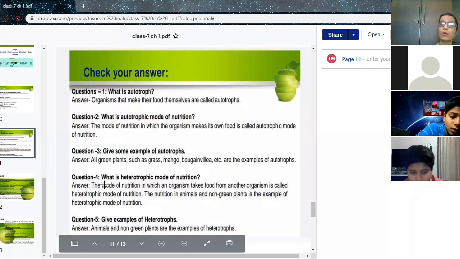Give some examples of autotrophs. All green plants such as grass, mango, bougainvillea, etc. are some examples of autotrophs.